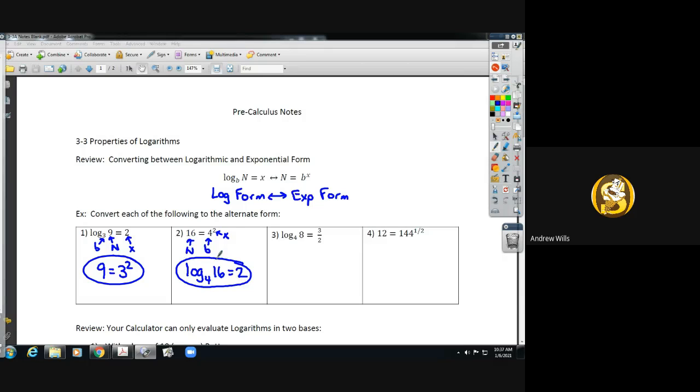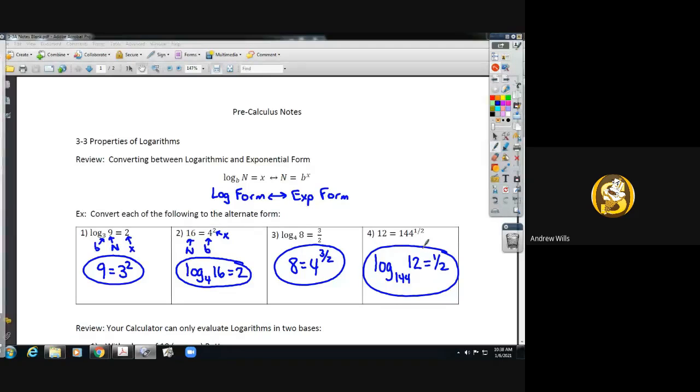Okay. All right. So number 3 is in logarithmic form. Log base 4 of 8 equals 3 halves. When we convert that into exponential form, that would be 8 equals 4 to the 3 halves power. That would be the exponential form of that logarithm. Number 4, it's already in exponential form. When we convert that into a logarithm, it would be log base 144 of 12 equals 1/2 would be the correct logarithmic form.